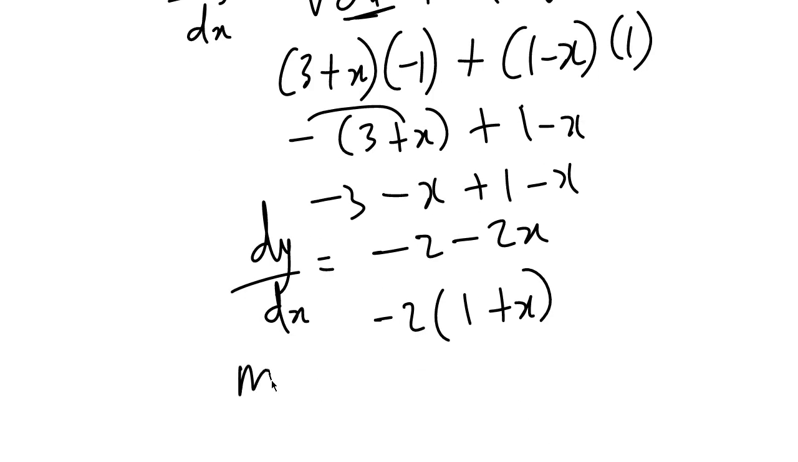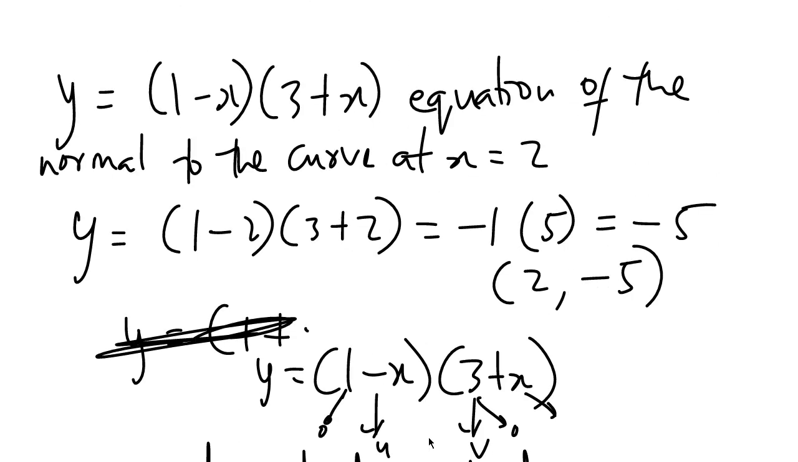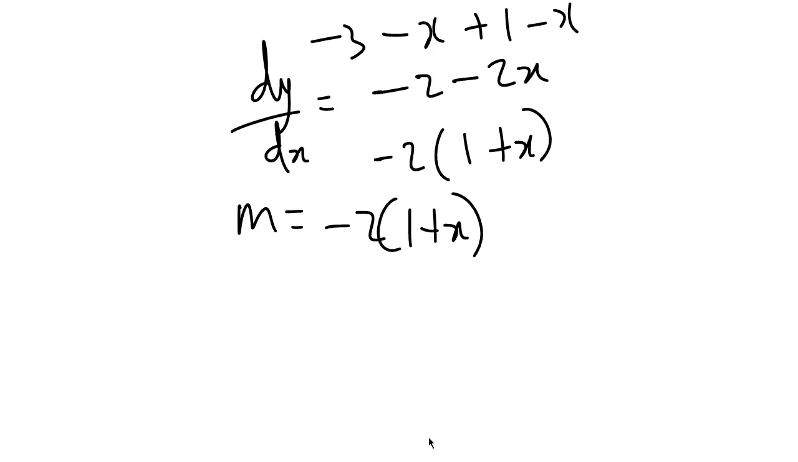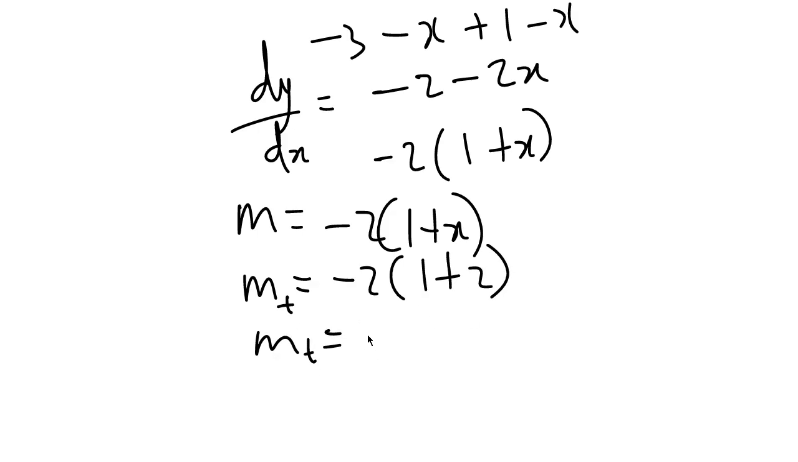So this is simply m. Right? m is simply what? Negative 2 into 1 plus x. But what is the value of x in this case? It says determine the normal at x equal to 2. Right? So if you substitute 2, it will be m equal to negative 2 into 1 plus 2. Right? That's m. All this is mt, that's the gradient of the tangent. That's negative 2 into what? 3, which is what? Negative 6.